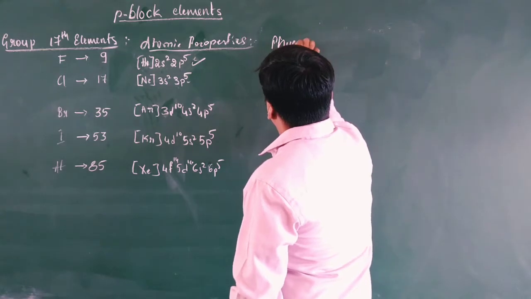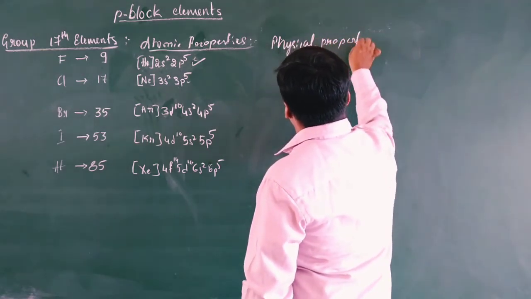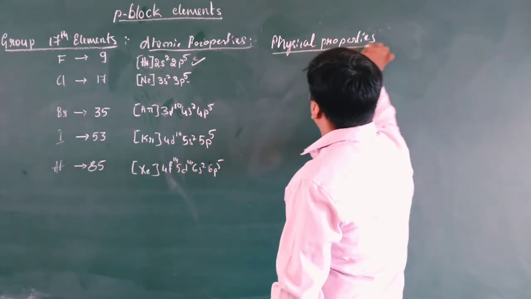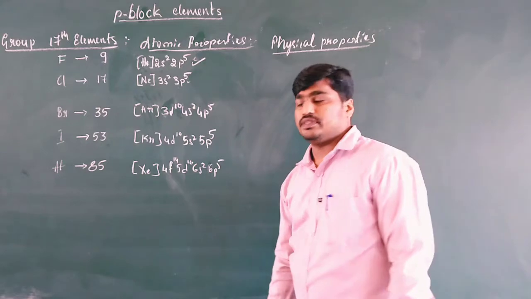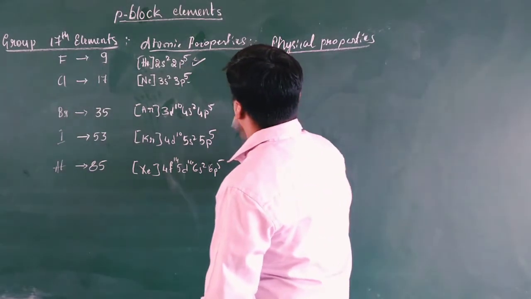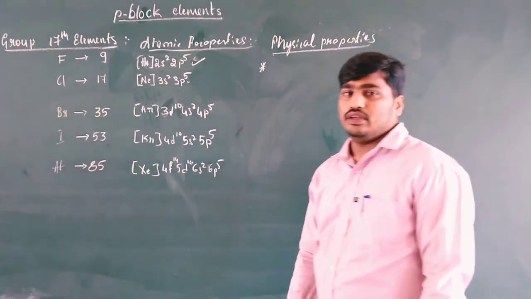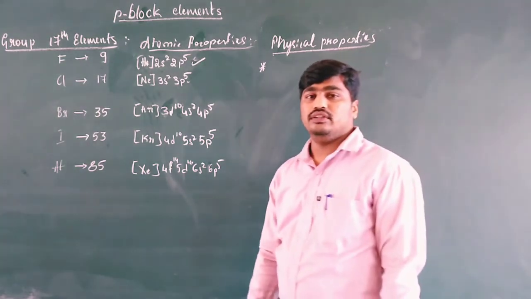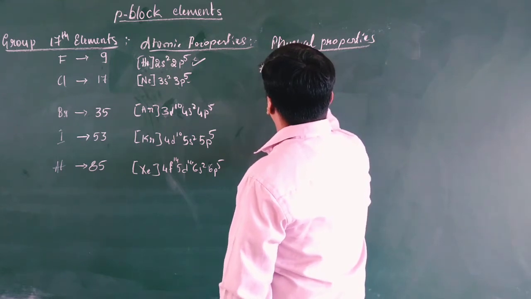Under the physical properties of group 17 elements, the first thing is the physical state. Fluorine and chlorine, these two are gases. Fluorine and chlorine are gases.